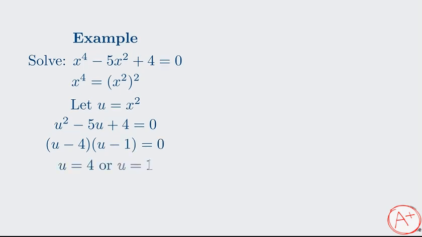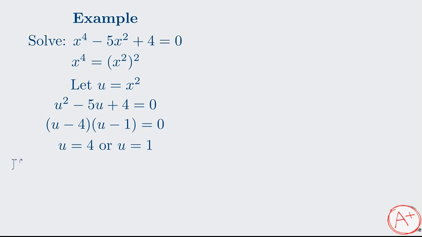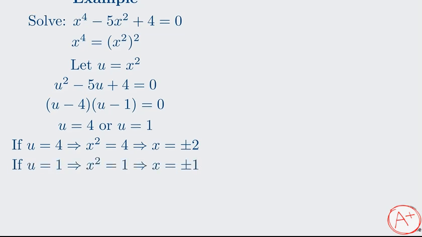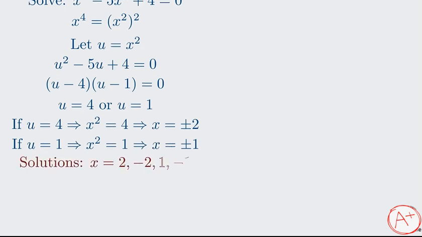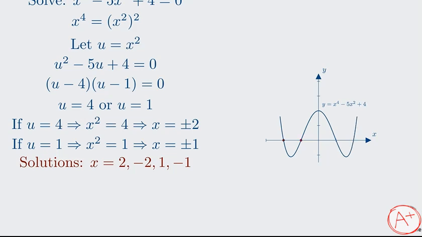Now, we must back substitute to find x. If u equals 4, then x squared equals 4, so x equals plus or minus 2. If u equals 1, then x squared equals 1, so x equals plus or minus 1. In the exam, always check if you have found all possible real values for x. Graphically, we can see the curve crosses the x-axis at these 4 distinct points.